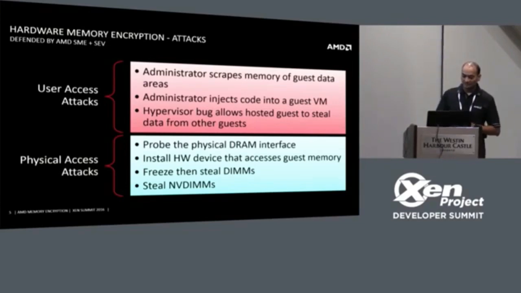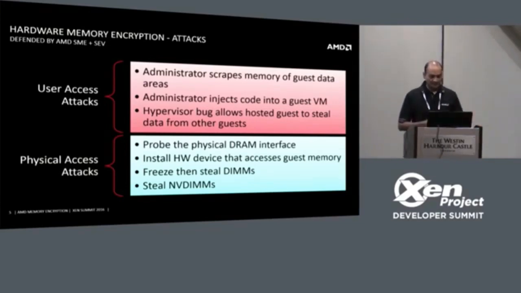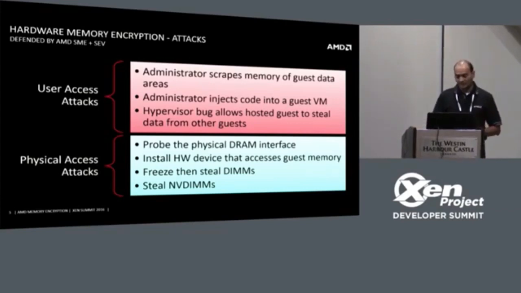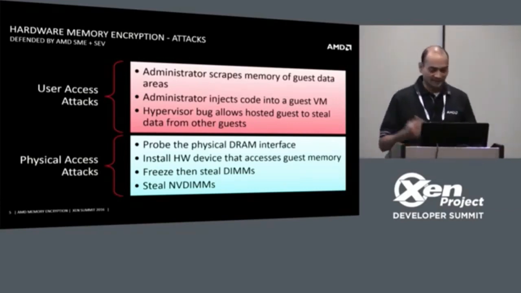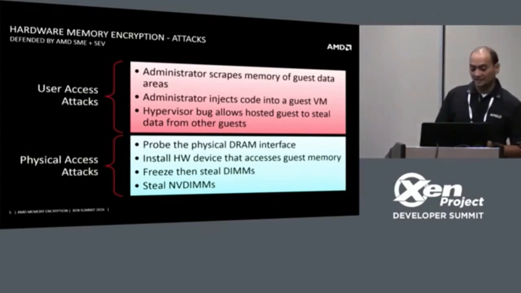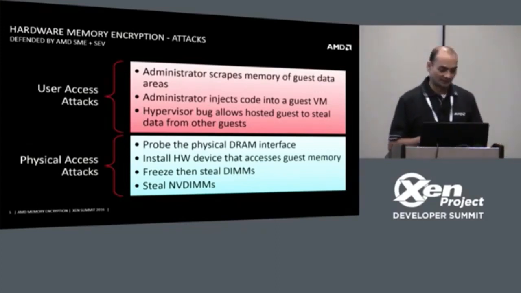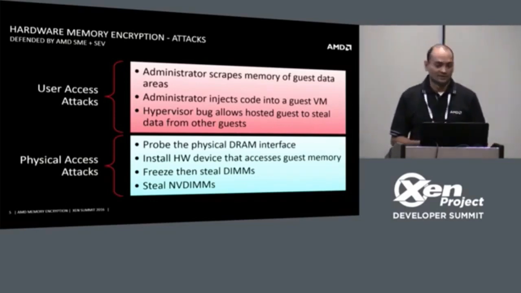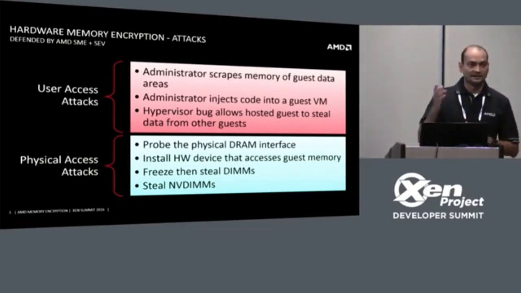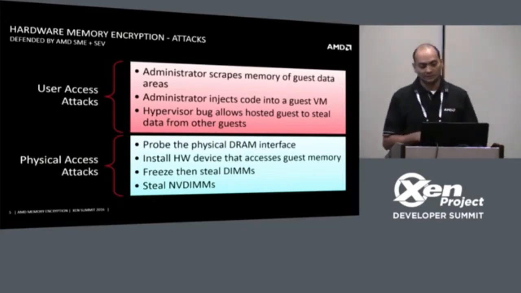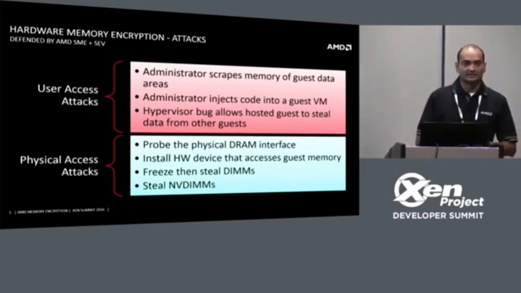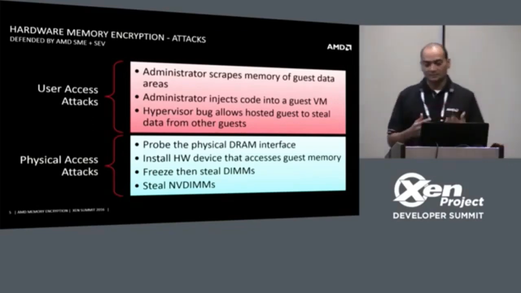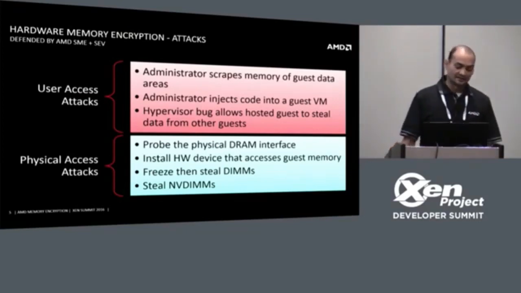It also helps if somebody installs hardware to probe the DRAM interfaces, and of course nowadays we have NVDIMMs, where all the data is available in the NVDIMM and somebody can steal it. SEV can help with user attack surfaces. For example, an administrator can scrape the guest memory, because the hypervisor has full access to it, or somebody can inject code directly into the guest memory. SEV will help with those. It also helps if one guest can somehow exploit a vulnerability in the hypervisor and steal the data of another guest.